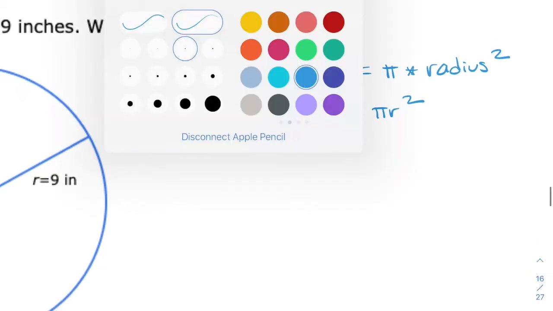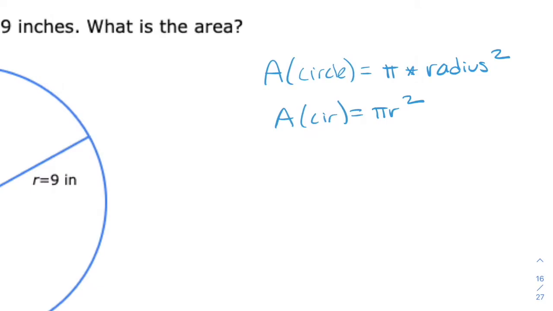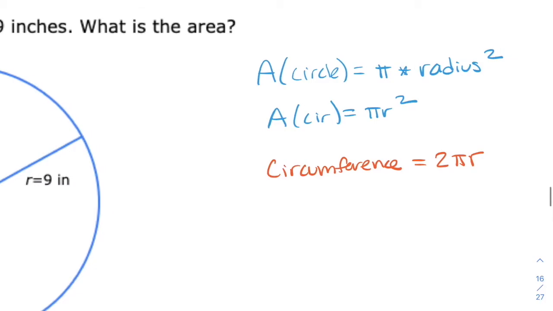The other formula we need is the circumference. So circumference is equal to 2 pi r, or 2 pi radius.